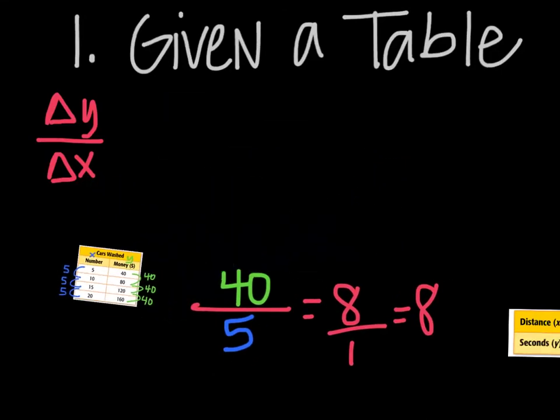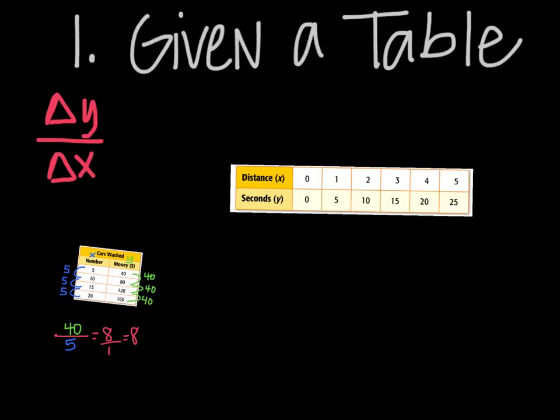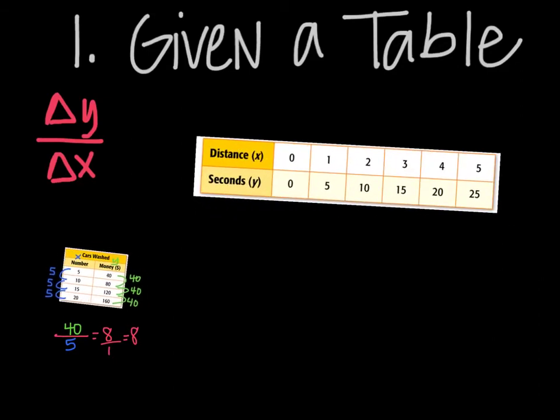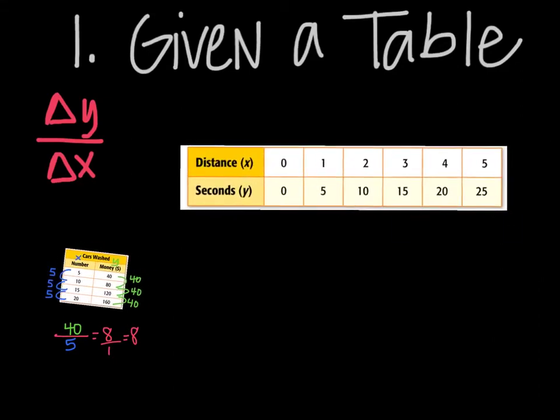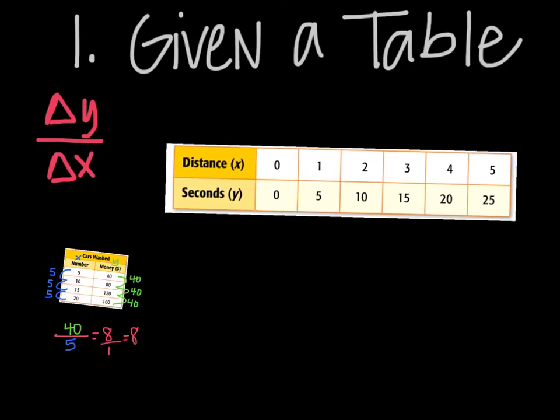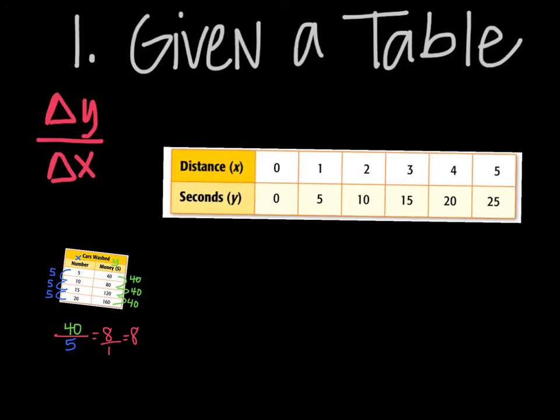Let's do another example quick. Here we just have a table that's sideways, and it's nicely labeled. The distance is our x and seconds is our y. And then typically when a table is sideways, x is typically on top. So that's another way you can go about identifying. But your change in x from 0 to 1 is 1, 1 to 2 is 1. All of these are 1, which you can tell fairly quickly.